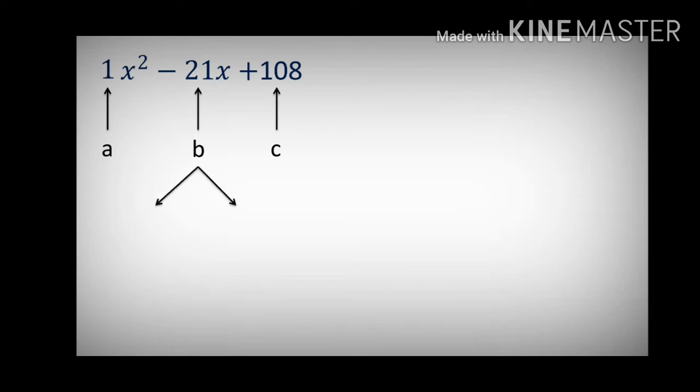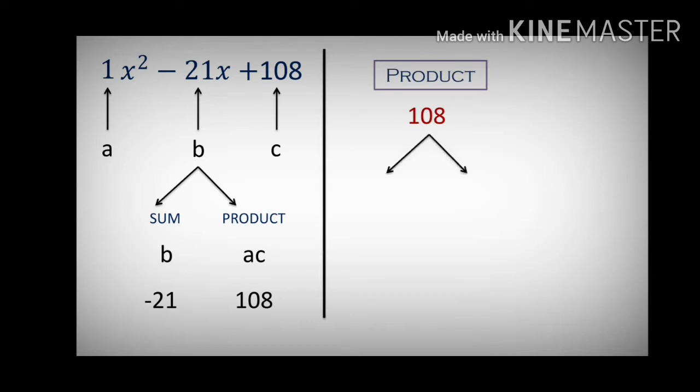Now here we will split the middle term, sum and product. Here the sum will be minus 21 and the product will be 1 into 108, that is 108. So we will continue with the product. Here you have to be careful with your multiplication table. It is very much useful to remember this, or else it is going to be difficult. So we know 108, how to get 108? 12 nines are 108, 18 sixes are 108, or even, just changing the sign, minus 12 into minus 9 or minus 18 into minus 6. So anyway, we are going to get 108.